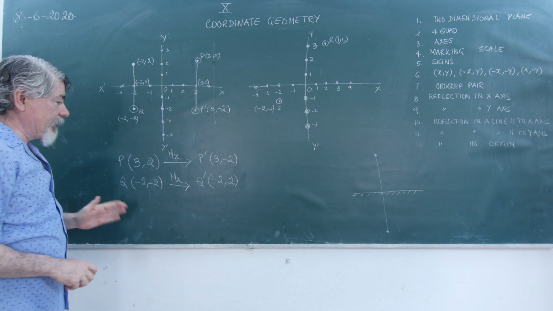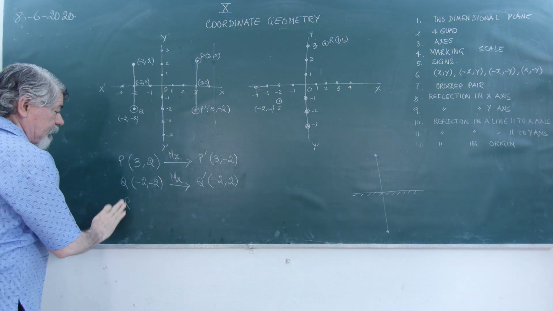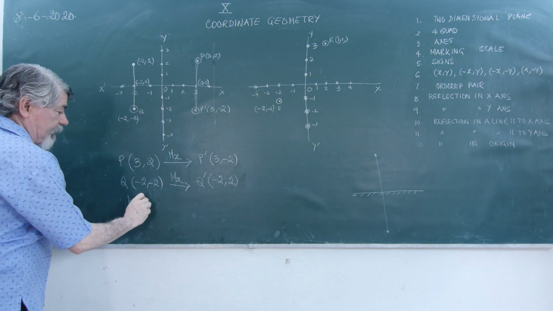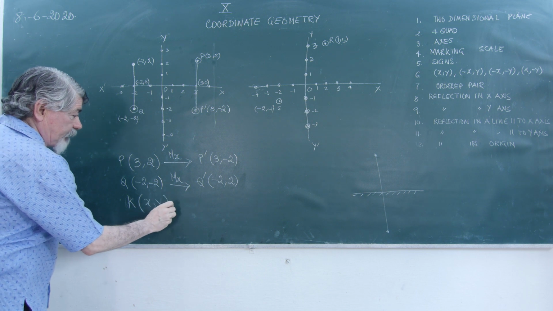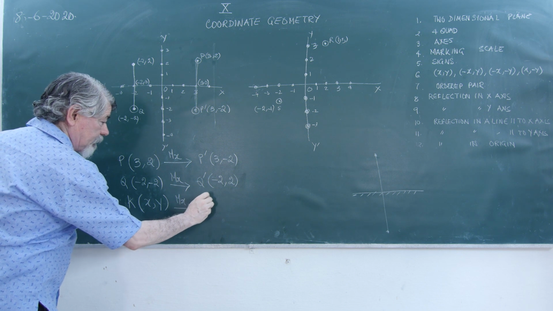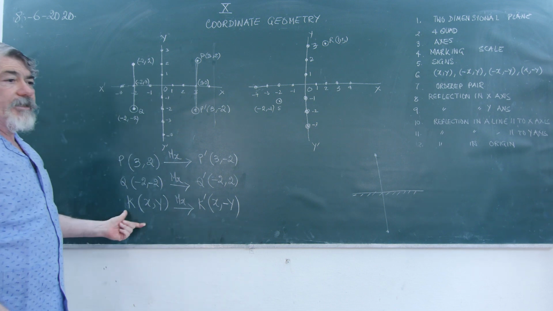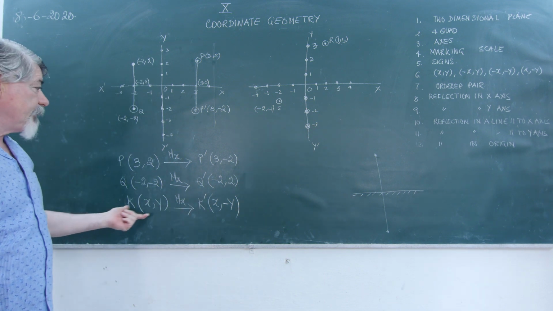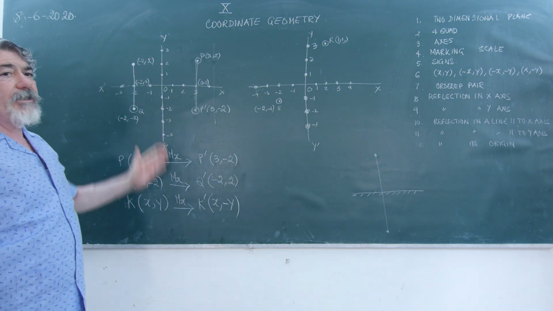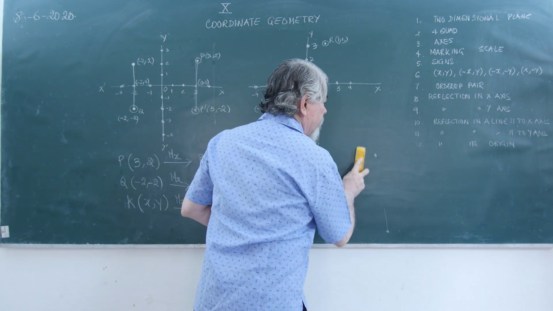So reflection in the x-axis changes any point, suppose let me take a point K(x, y). If it has to be reflected in the x-axis, then the sign of the y coordinate will change. (x, y) will become (x, -y). This is the reflection in the x-axis. I have taken the x-axis as the mirror.